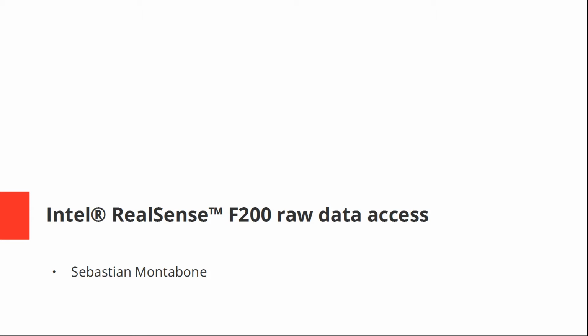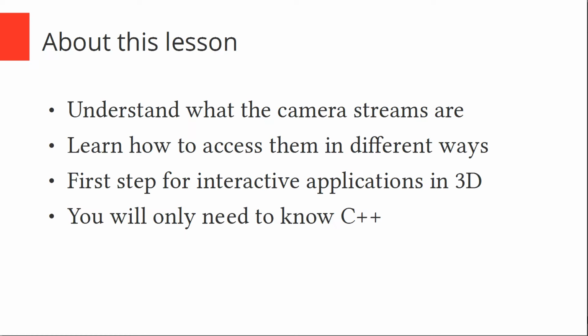Hi, I'm Sebastián Montaone, and in this video you will be learning how to access raw data from the Intel RealSense 3D camera, model F200. In this lesson you will understand what the camera streams are. You will also learn how to access them in different ways. This is very important because this is the first step to actually create any type of interactive application or games in 3D using this camera.